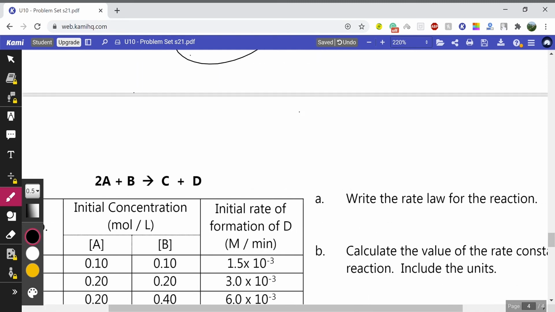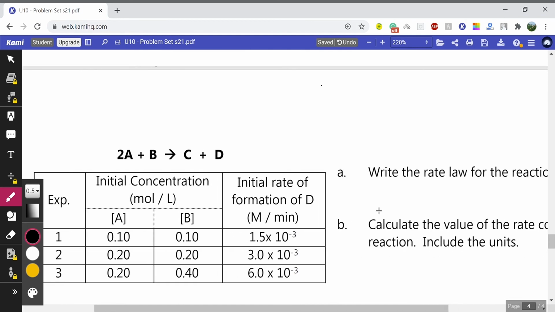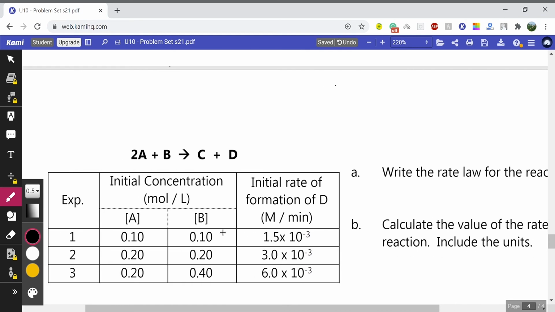Alright, now finally we're on the last page. Write the rate law. As you can see here, 0.2, 0.2, 0.2, 0.4. So if you use experiment 2 divided by experiment 3, A will cancel out, leaving us 1/2 equals the nth power equals 3 divided by 6, which is also 1/2. So B is to the first power.